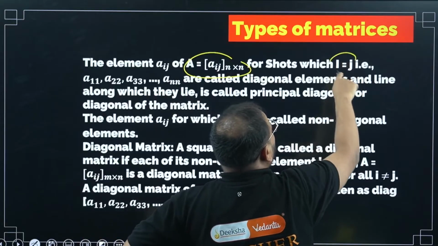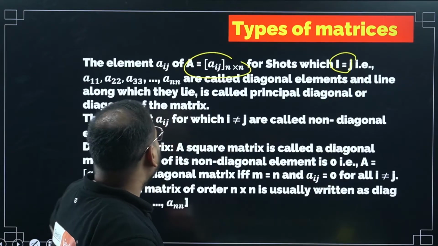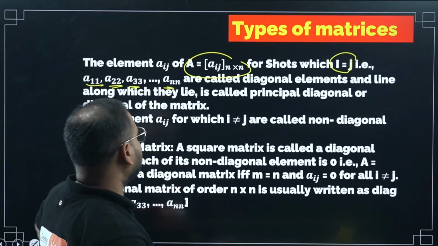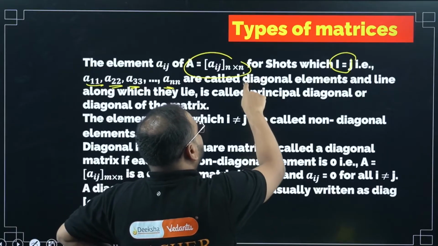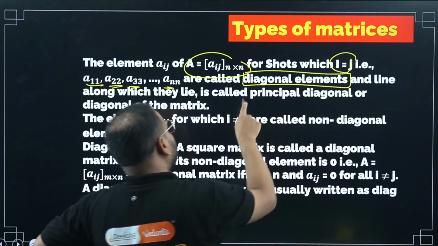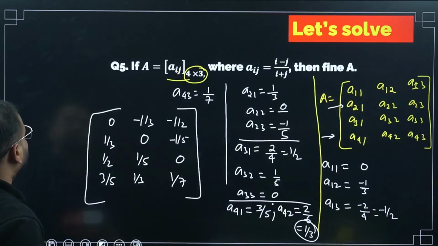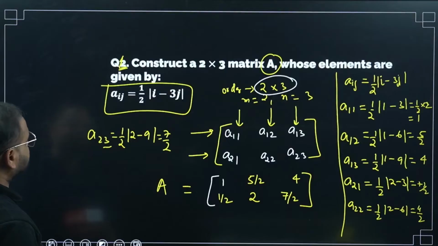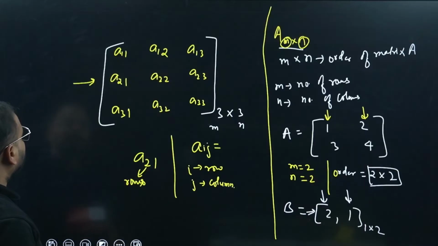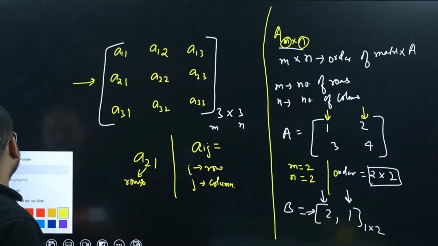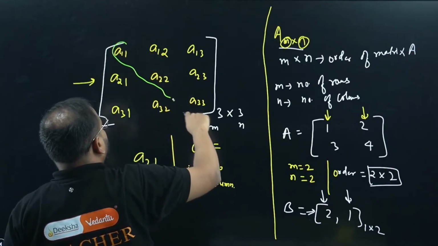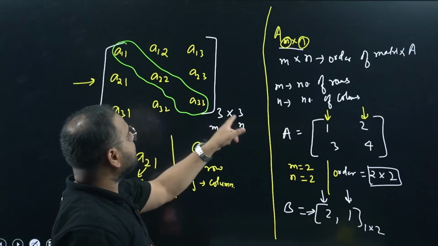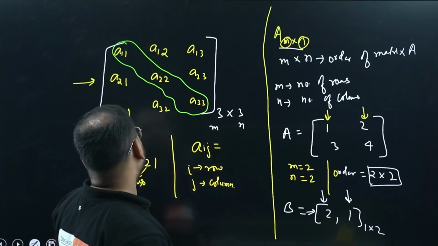For i equal to j, meaning whenever i is equal to j, the elements a11, a22, a33 and ann like that are called diagonal elements. If you remember, I wrote a 3 cross 3 matrix. Yes, this one. These are called the diagonal elements. But this will only be there if you have a square matrix.